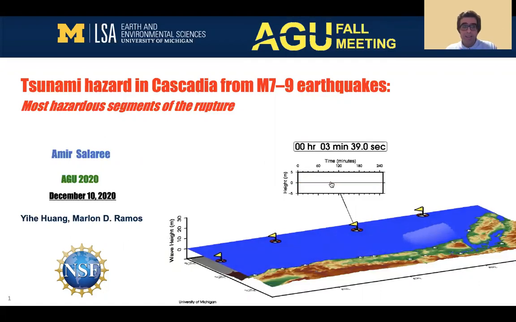And also, what are the most hazardous segments of the Cascadia rupture in terms of generating larger tsunami hazard?